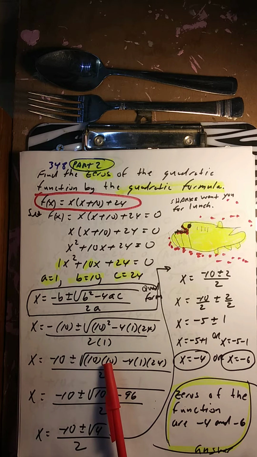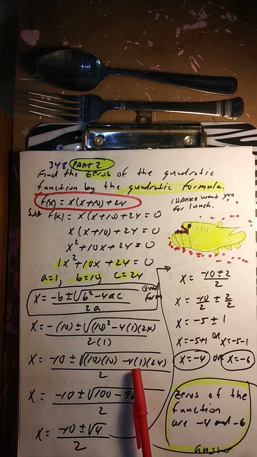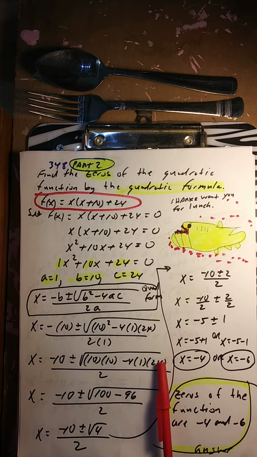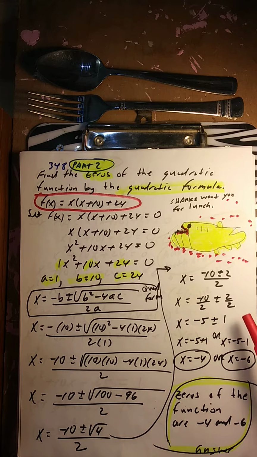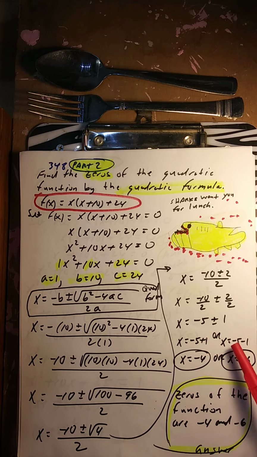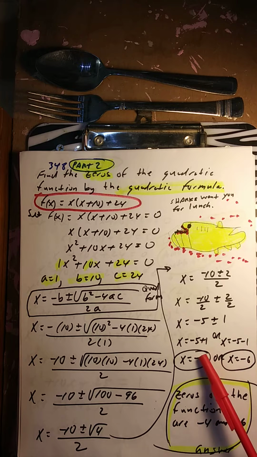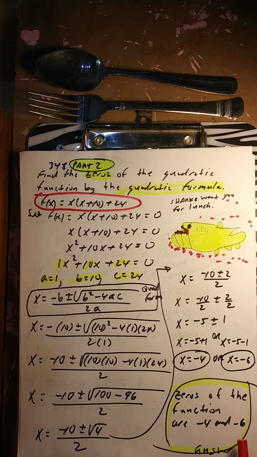10 squared means 10 times 10. It's 100. And then negative of 10 is negative 10. And negative 4 times 1 times 24 is negative 96. 100 minus 96 is 4. Square root of 4 is 2. So we have divide by 2, divide by 2. So negative 10 divided by 2 is negative 5. This 2 divided by 2 is 1. So negative 5 plus 1 is negative 4. Negative 5 minus 1 is negative 6. So the zeros of the function are negative 4 and negative 6.